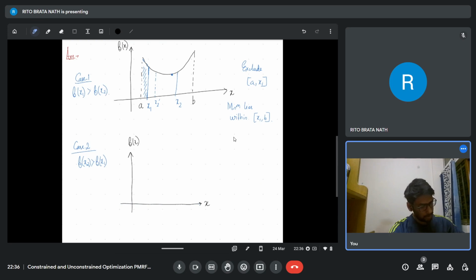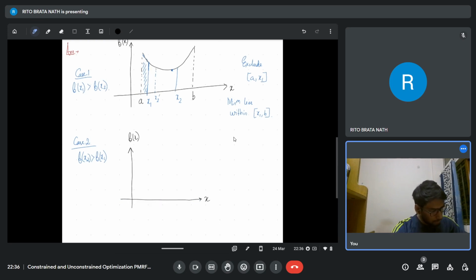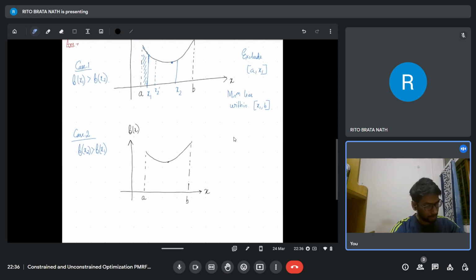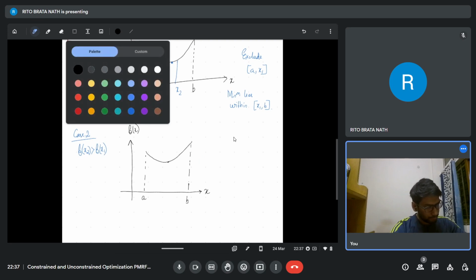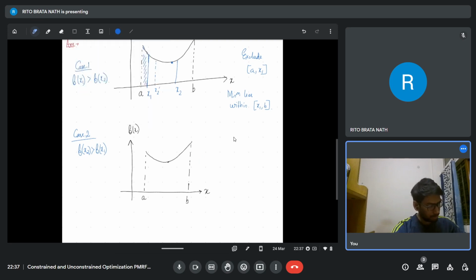This is f(x), this is x. Okay, so this could be your minima. This is your a, this is your b. Now f(x2) is greater than this f(x1). So let me pick my x1 somewhere here, suppose, and x2 somewhere here.